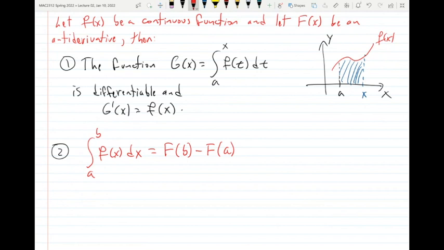Okay? We typically write this, we have a notation for this. We write this as F of x, and then we do a line, and we put the limits here. What we mean by this is whatever this function is evaluated at b minus whatever this function is evaluated at a. Okay? It's a notation that we use. Are you okay with this?